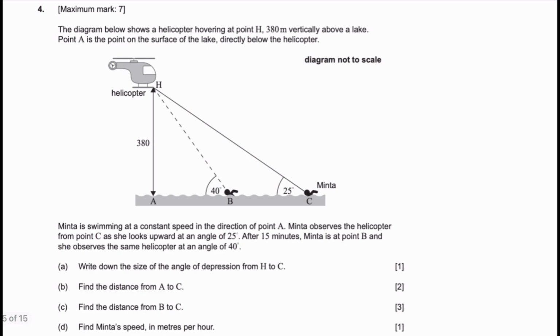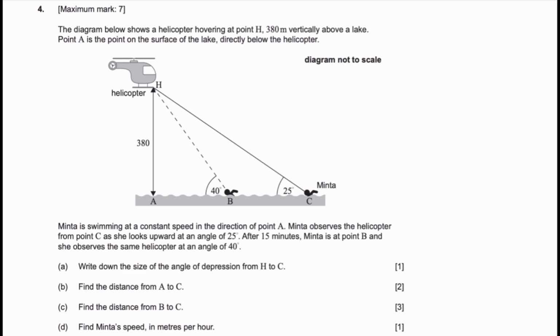Okay, so question number 4 looks like a trig question just by looking at the triangles. I can kind of hint at the fact that it looks like it's going to be a SOH-CAH-TOA, a trigonometric ratio sine cosine tangent type problem, which means that we've already done several types of geometry trig questions from topic 3. The diagram below shows a helicopter hovering at point H 380 meters vertically above a lake.